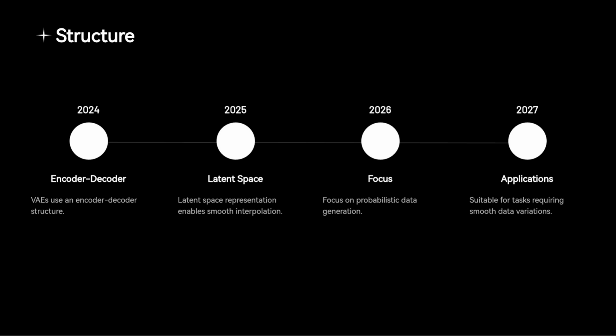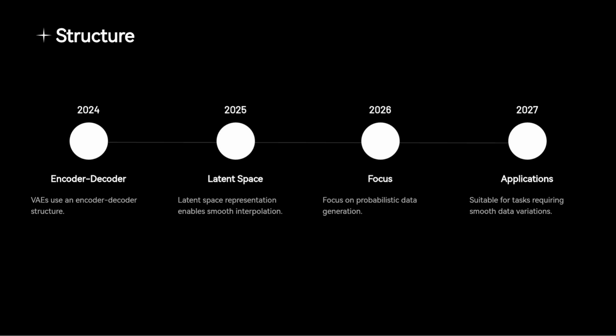Unlike GANs, which use adversarial training, VAEs are based on the autoencoder architecture, consisting of an encoder and a decoder. The encoder maps the input data to a latent space, while the decoder reconstructs the data from the latent representation. VAEs model the data in a probabilistic manner, learning a distribution over the latent space.